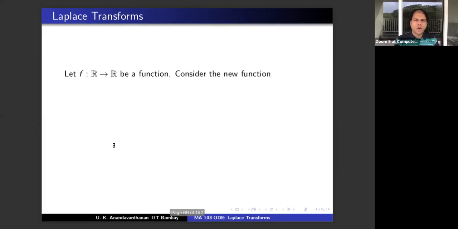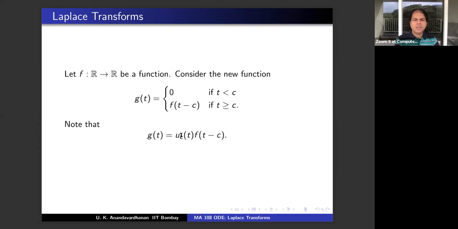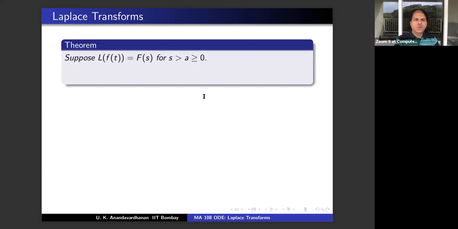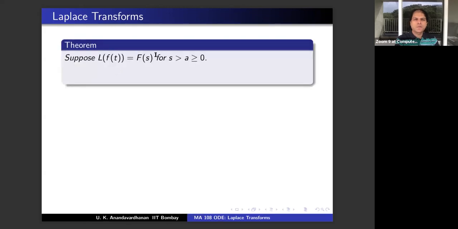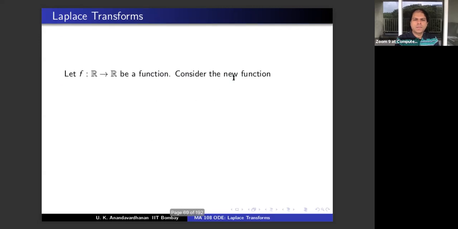Now suppose f is a function from R to R, and you consider the new function g(t) to be 0 when t is less than c, and f of t minus c if t is bigger than or equal to c. So this is a function of the form that we have considered, and obviously g(t) is UC(t) times f of t minus c. Suppose f had a Laplace transform, capital F of s, for s bigger than a, and c is positive. Then you have a formula for this new function. You are doing t minus c and multiplying by a Heaviside function, and that is nothing but e power minus cs times F(s). This matches with this observation, right?